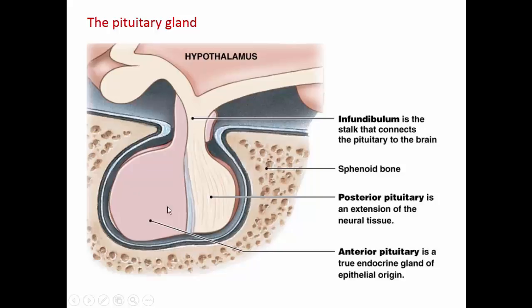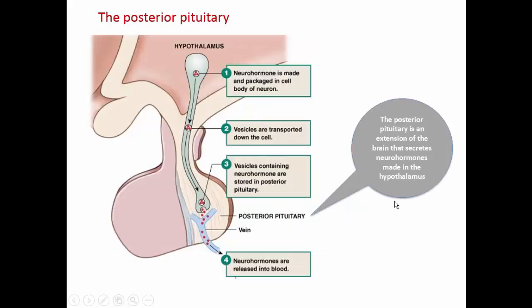The anterior pituitary gland, shown here, is a true endocrine gland of epithelial origin. The posterior pituitary, on the other hand, shown here, is actually an extension of neural tissue. So overall, the posterior pituitary is an extension of the brain that secretes neurohormones made in the hypothalamus. The posterior pituitary secretes two neurohormones, antidiuretic hormone and oxytocin.